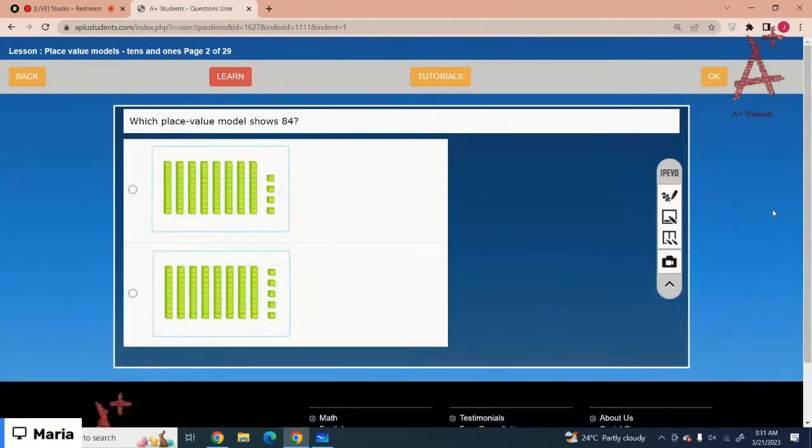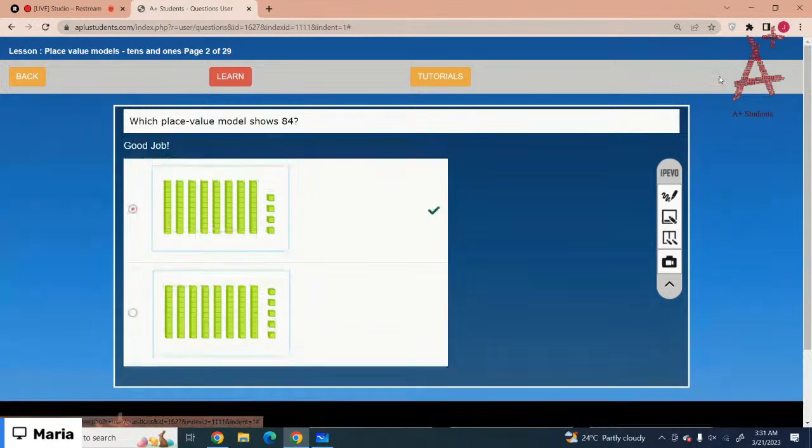Okay, the next one is which place model shows 84? So which is the correct option? Option 1 or option 2? 84: 10, 20, 30, 40, 50, 60, 70, 80, and 1, 2, 3, 4. Yes, the first one makes 84. Got it? The second one makes more than that. The small blocks are more than 4. So the first one makes 84. Got it?